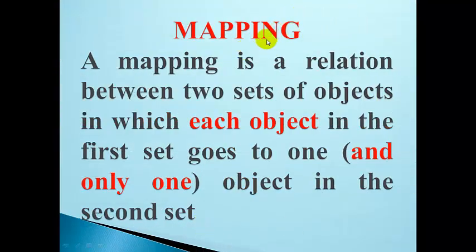Now we look at mapping. A mapping is a relation between two sets of objects, in which each object in the first set goes to one and only one object in the second set.